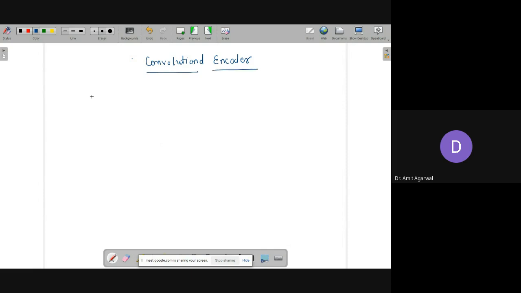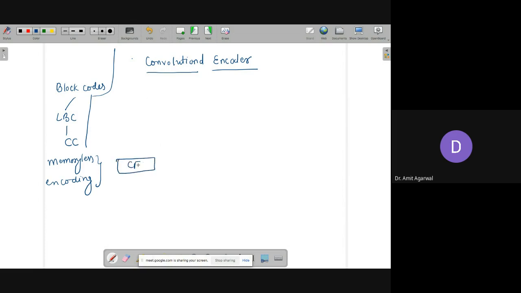If you remember, till now we have discussed block codes. Under this context, we have discussed linear block codes and we have also seen cyclic codes. So these are memoryless encoding schemes. What does memoryless imply? That the channel encoder outputs the n bits based on the current k bits.